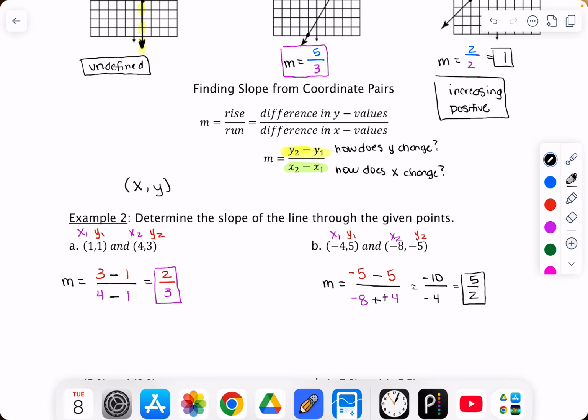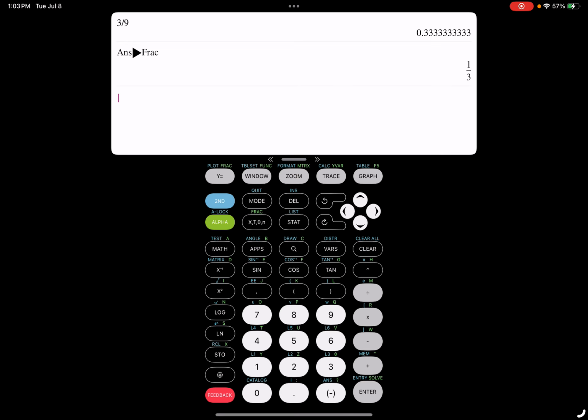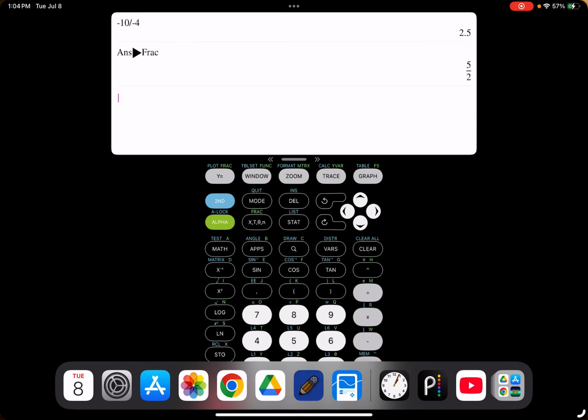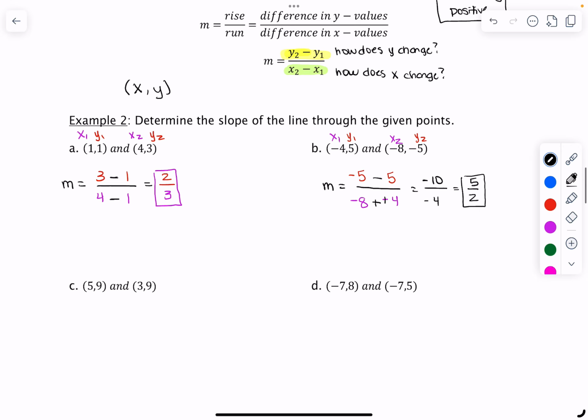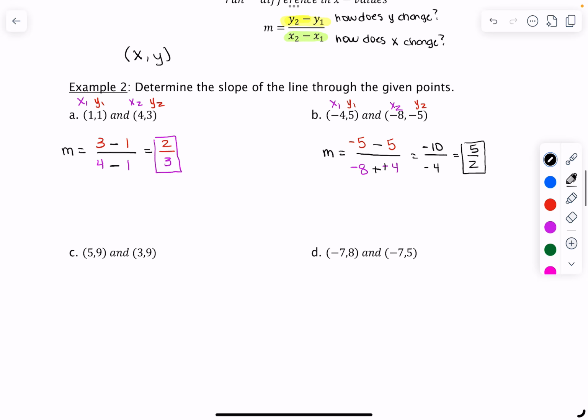Okay, and if you'd like me to show you that on the calculator, -10 divided by -4, math, enter, enter, I get that 5 over 2. Okay. Two more examples, and these are important ones because they do something a little funky.